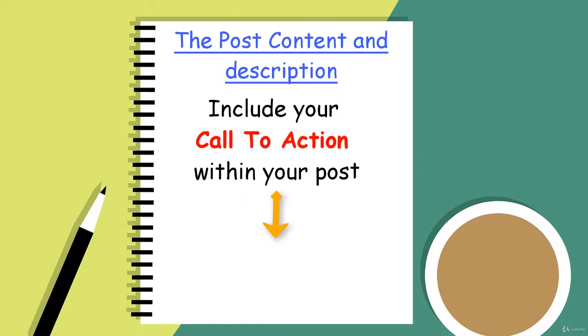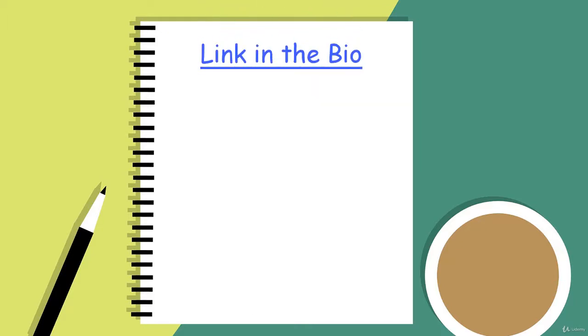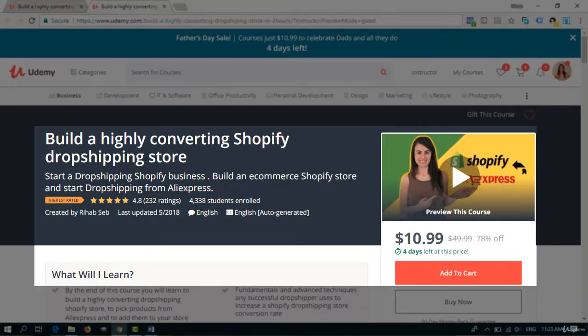Don't forget to include your call to action clearly within your post, like buy now, shop now, go to your Instagram profile or to the store link in the bio. Agree with the influencer to include a link in his bio to your product page. Make sure your product page is well optimized and loads fast, so that traffic will be directed to your store smoothly. If you don't know how to optimize your product page, please check my course about how to build a very well optimized dropshipping store with Shopify. You will find the link of this course in this lecture description.